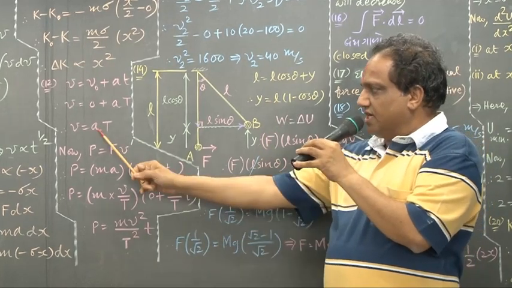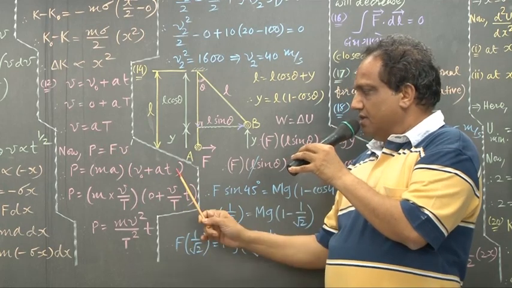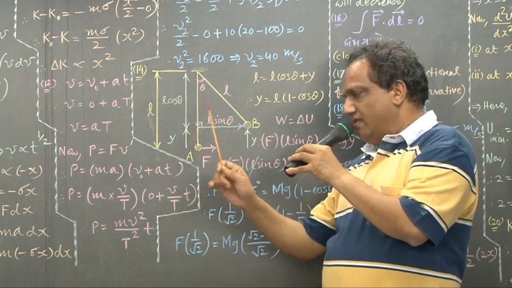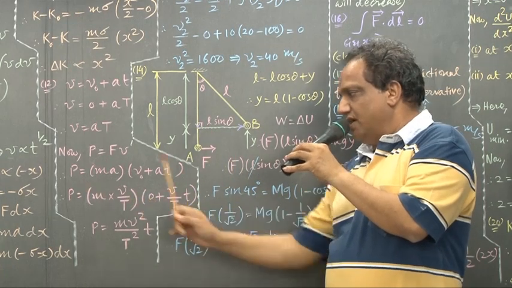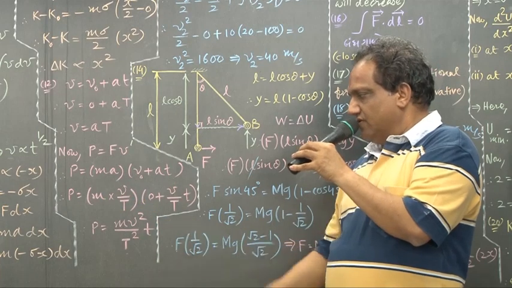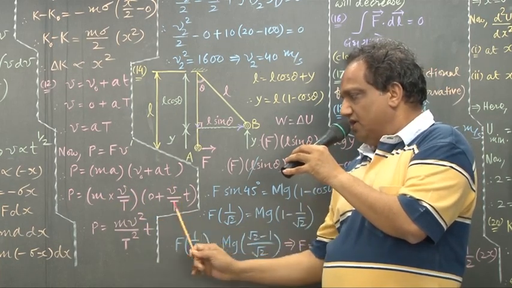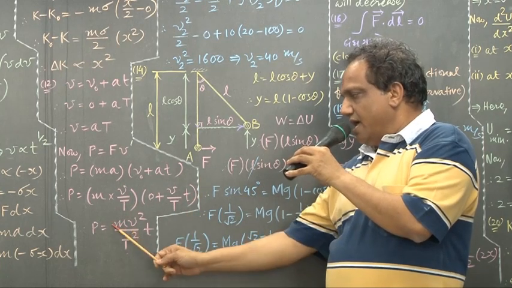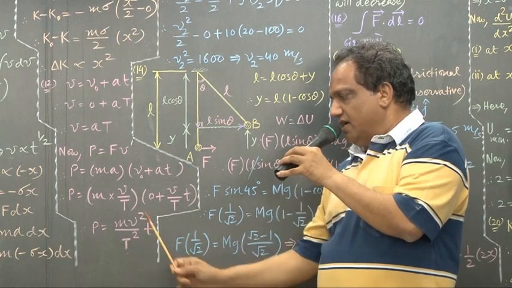a is, once again from here, a will be v upon T, small v upon capital T. This is the given time. That may be any value of time. Leave it T as it is, because ultimately they want the answer of T in terms of small t. So it is m, v into v, that is v square, T into T, that is T square: m v square upon T square into small t. This is the formula of power in terms of time.